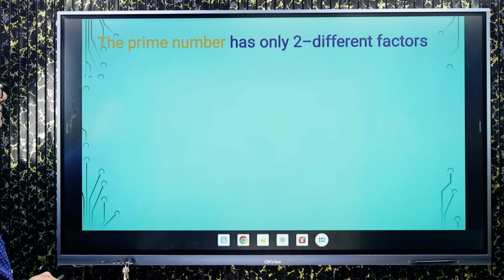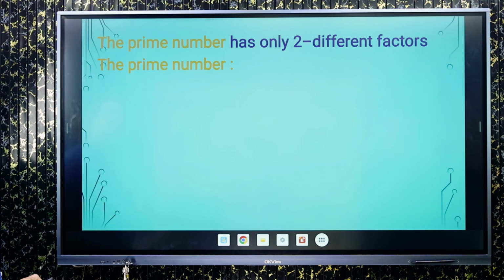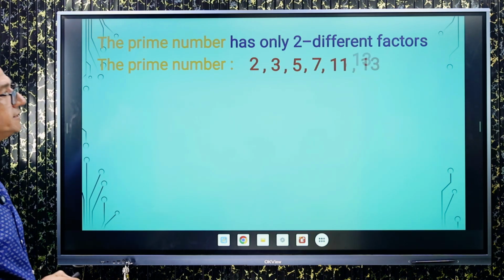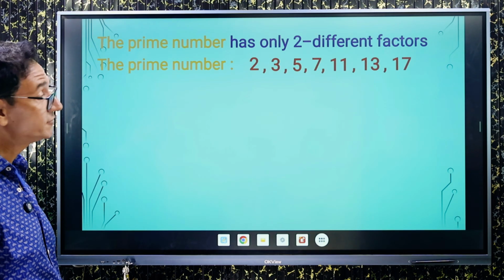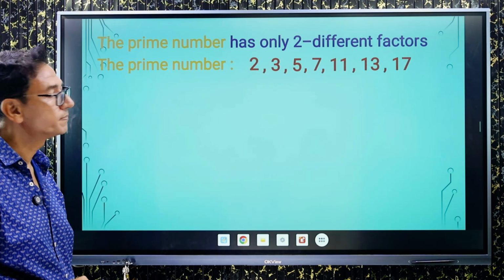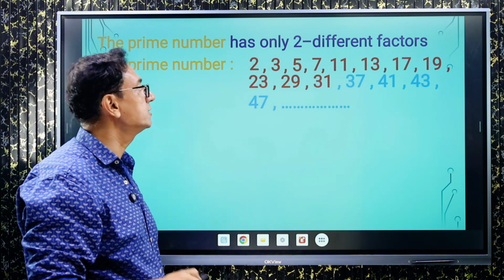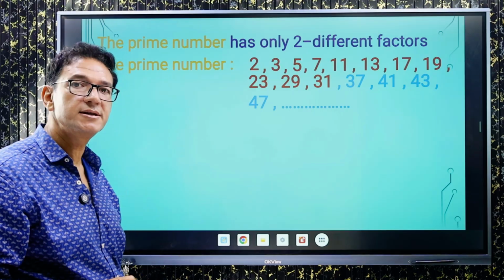This is the prime number again. Try to remember the prime numbers. The prime numbers are 2, 3, yes, 5, 7, 9. No, 9 is not a prime number. 11, 13, 17, 15 is not a prime number. This is an odd number, not prime. Yes, 19, 23, 29, 31, 37, and so on.